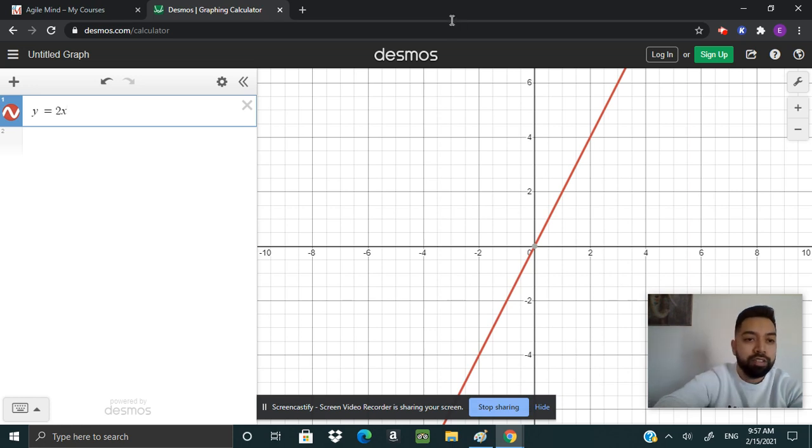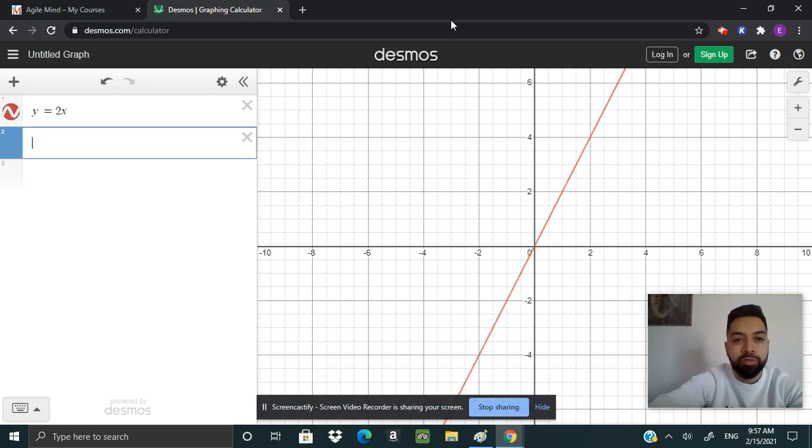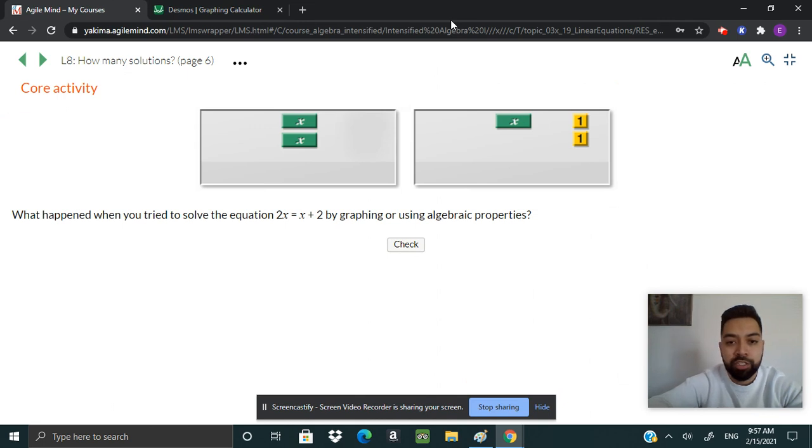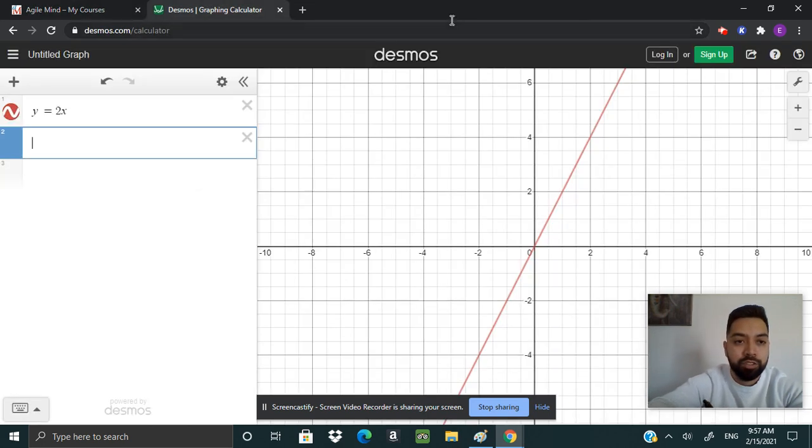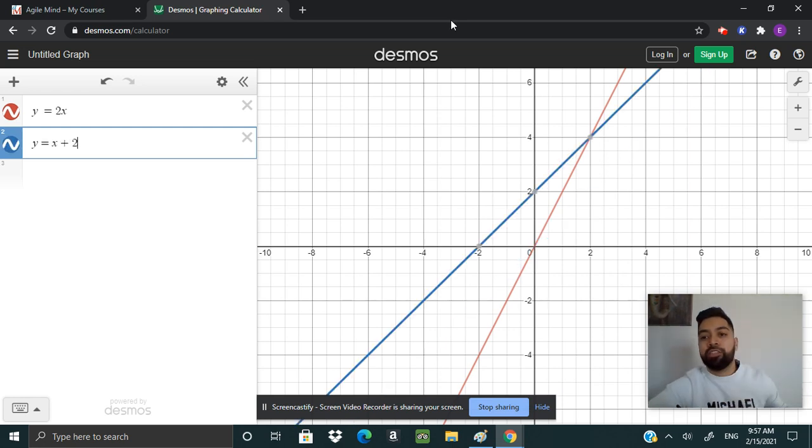Now on the separate row 2, we're going to type in the other equation, which is x plus 2. So over here, it will be y equals x plus 2. And so there's the other equation. You can see the first one is the red line, the second one is the blue line, and now you can look at some of this behavior. Look at this point right here. This is interesting.